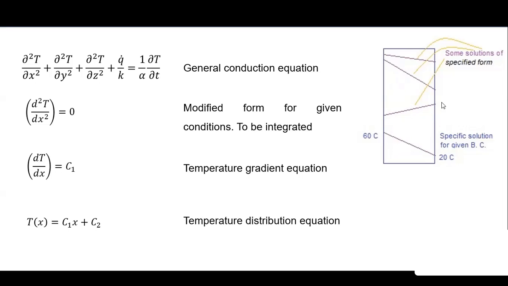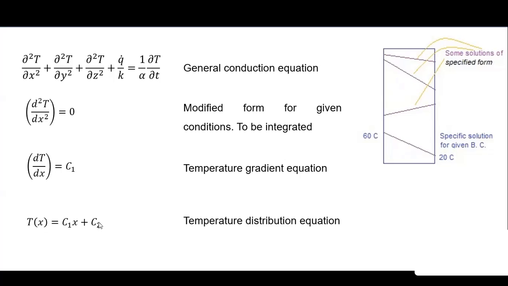These values of temperatures at both the ends of this object can satisfy these conditions easily. That's why, in order to have a particular solution, a specific solution, we need to give specified values of the temperatures. So for these specified values of 60 degrees Celsius and say 20 degrees Celsius, you will get some specific values of C1 and C2.